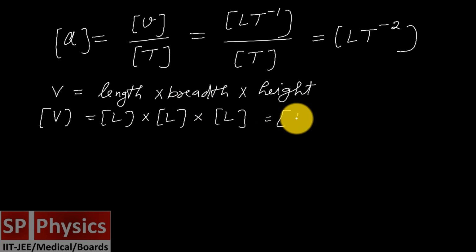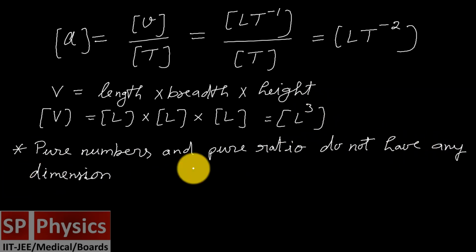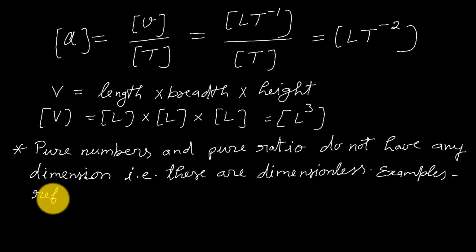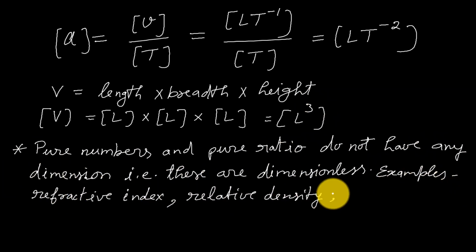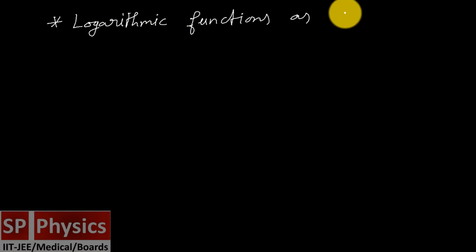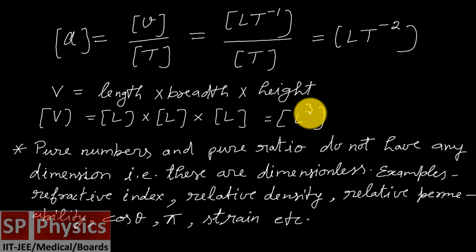Now, some important points about dimensions. First point is pure numbers and pure ratios do not have any dimension. That is, these are dimensionless. For example, refractive index, relative density, cos theta, pi, strain, etc. Second point is logarithmic functions such as log x and e to the power x are also dimensionless quantities. Third point is powers are dimensionless. For example, in this expression, the power of L is 3 and the number 3 is a dimensionless quantity.